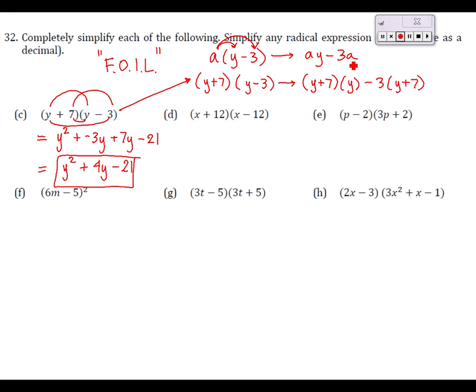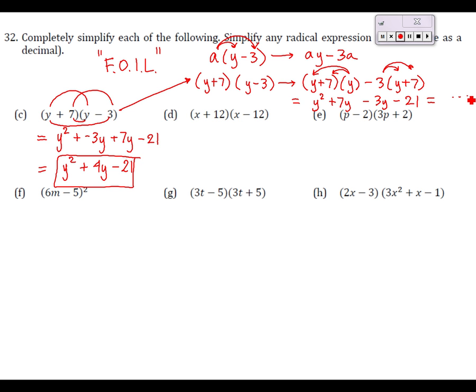Is this the same thing we have down there? Let's keep going and see. Here we get y squared plus 7y if we distribute from the right. And over here, what do we have? Minus 3y minus 21. Is that the same thing? Looks like it. If we combine these two terms, we get the same result. So I'm not going to do that for the other ones. I'll do it more quickly.